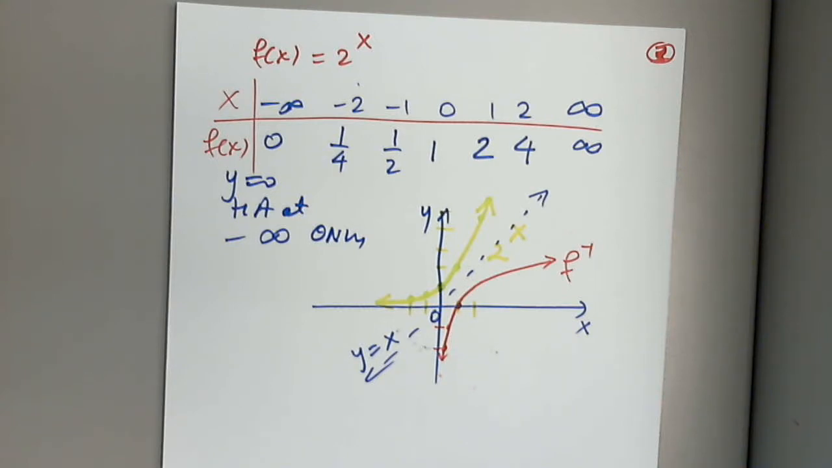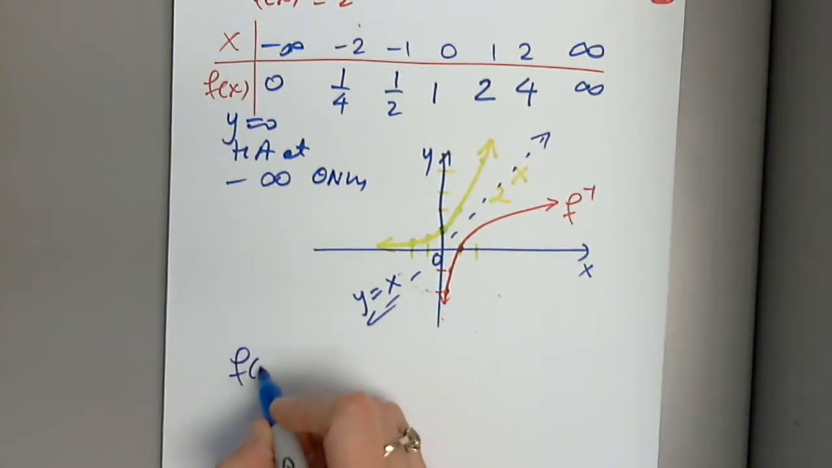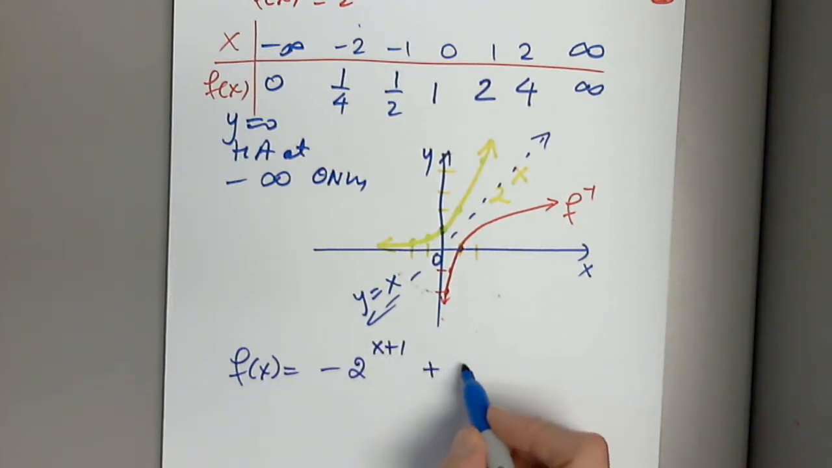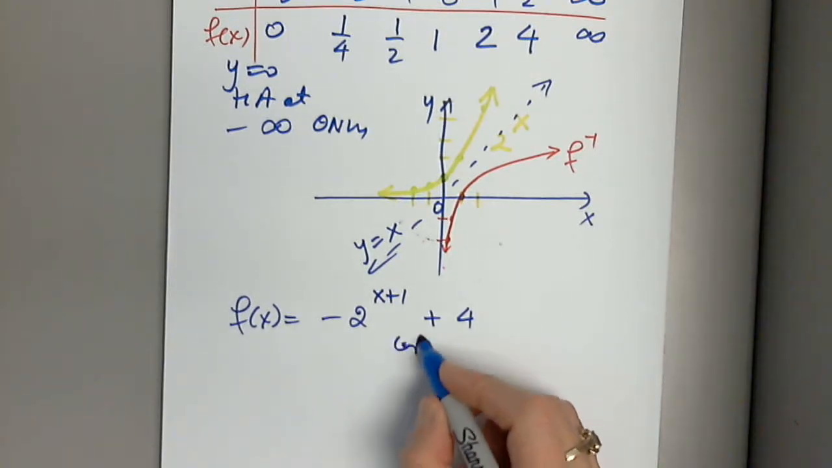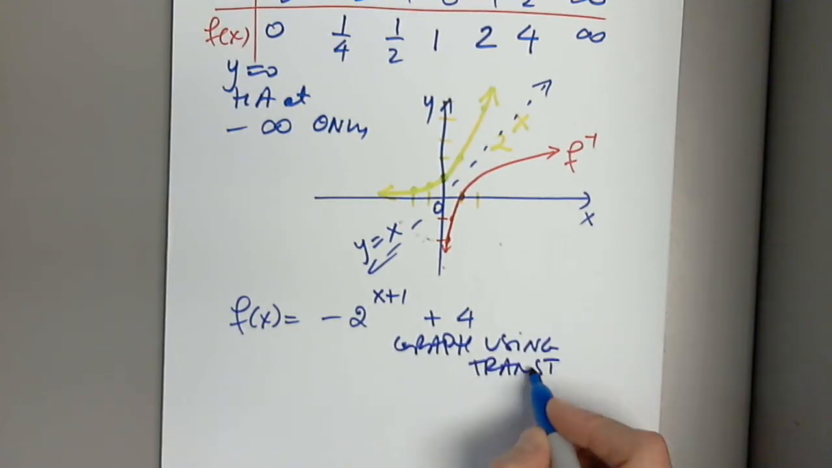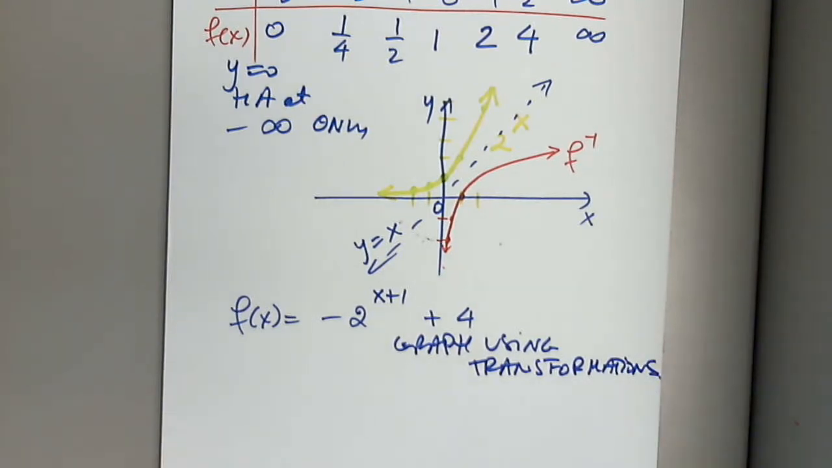Okay, I would like to look at a transformation and then word problems. See how we apply such functions in real life situations. Okay, so let's say f of x equals -2 raised to x plus 1 and plus 4. We are asked to graph using transformations. And then we will determine the x and y intercepts algebraically.